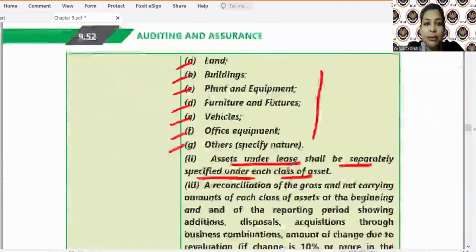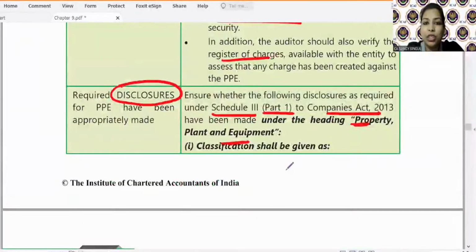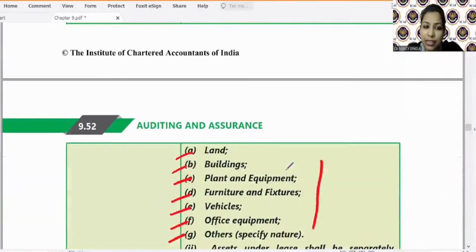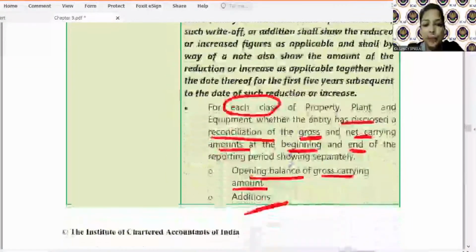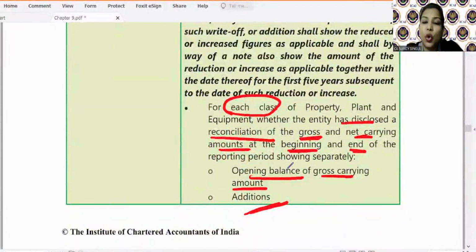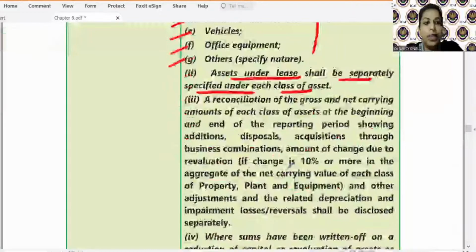So simple है ना. अभी तक हमने क्या देखा that with respect to each class of PPE, first of all separately आप disclose करोगे land, building, plant and machinery, everything, and if it is held under lease, that shall be disclosed separately. Opening, a reconciliation of the gross and net carrying amounts at the beginning and at the end of the year will be given. ठीक है.